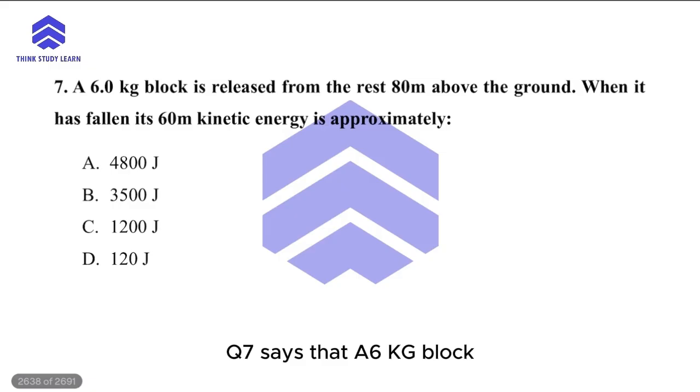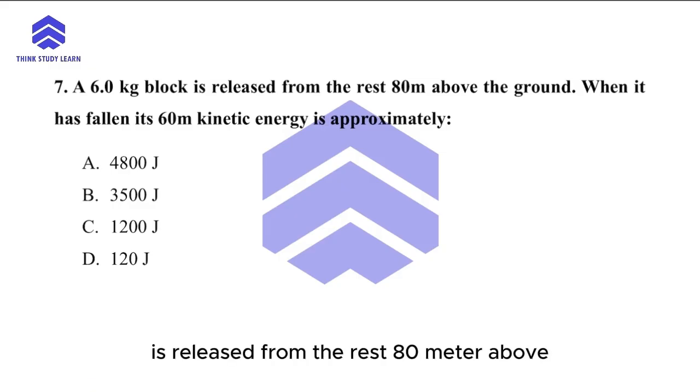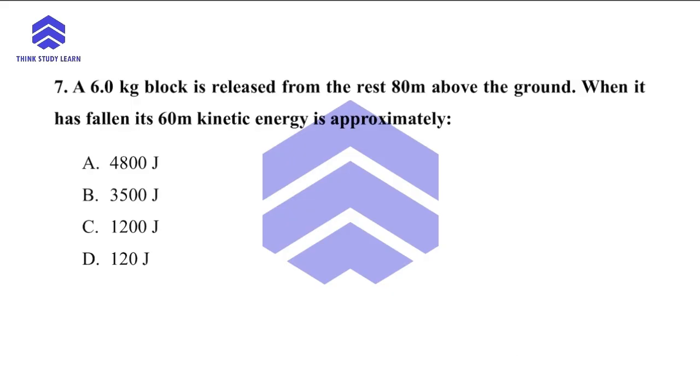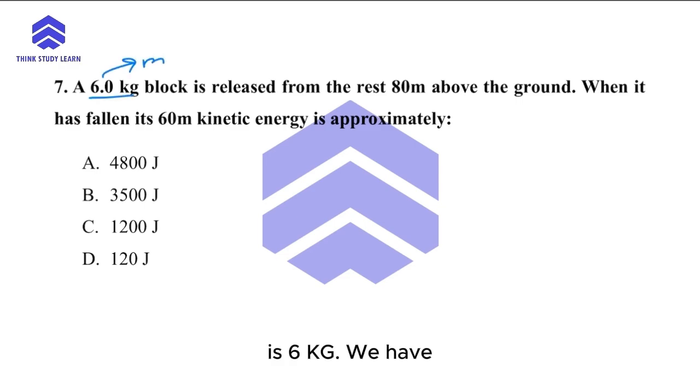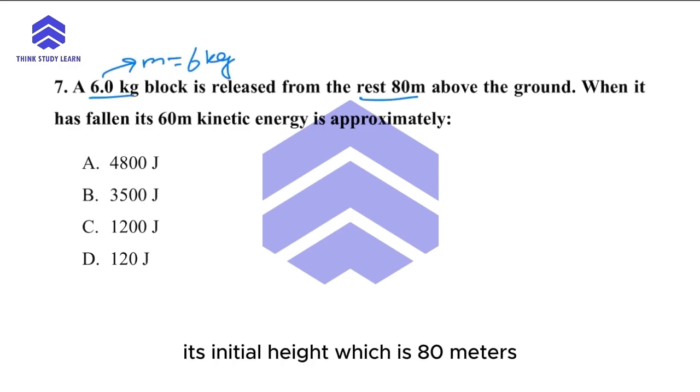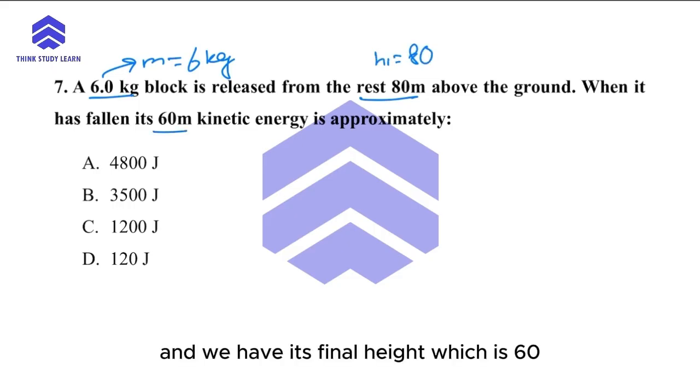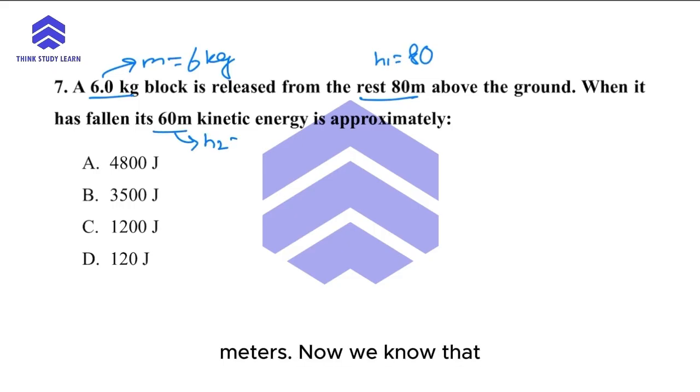Question 7 says that a 6 kg block is released from the rest 80 meter above the ground. When it has fallen 60 meter, its kinetic energy is approximately. From the question, we have its mass, which is 6 kg. We have its initial height, which is 80 meters, and we have its final height, which is 60 meters.